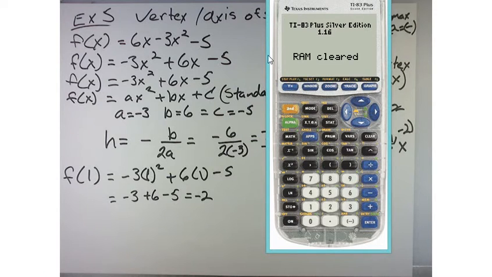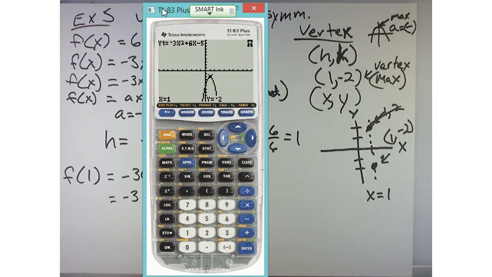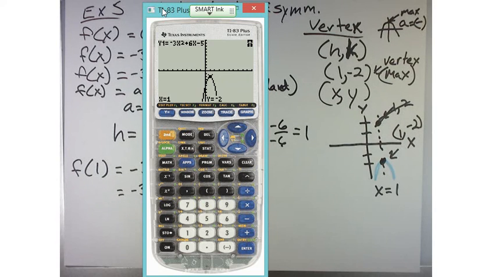So we want to graph the function negative 3x squared plus 6x minus 5. There it is. What do you think the value of x equals 1 is? Negative 2, right there at the vertex. Okay. So graphically what this looks like is like this. Okay. Any questions?